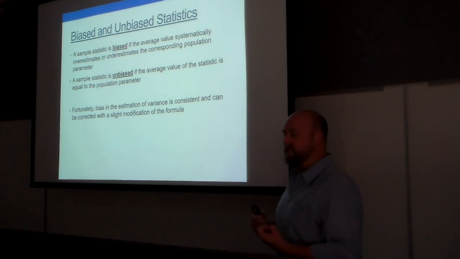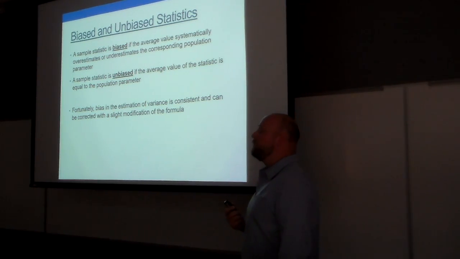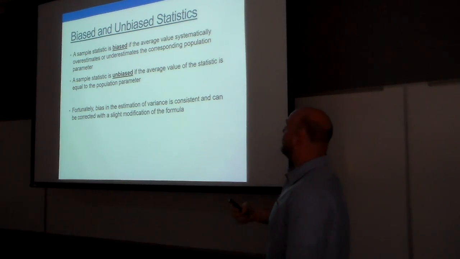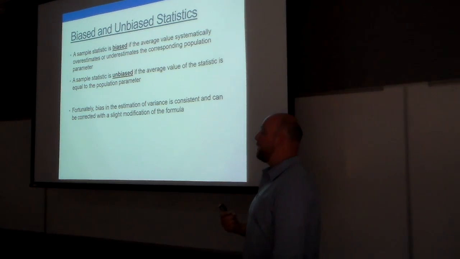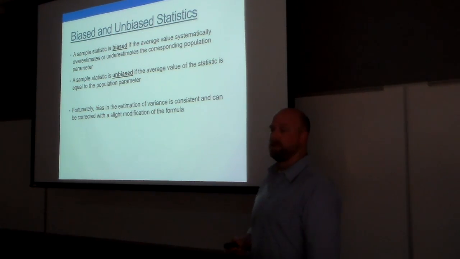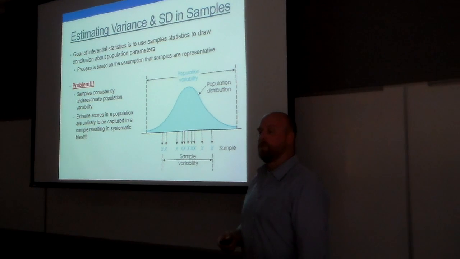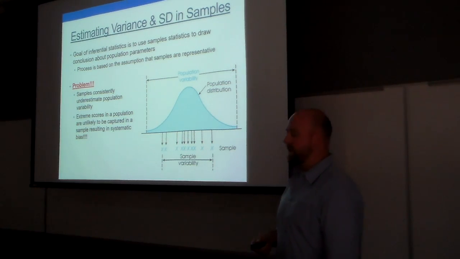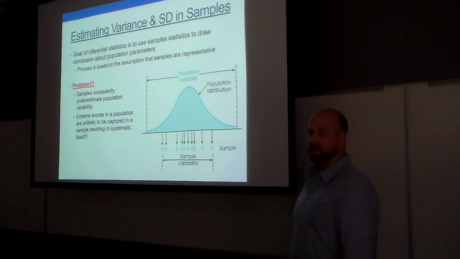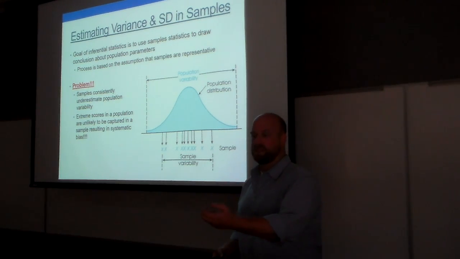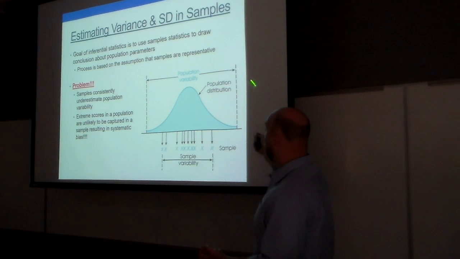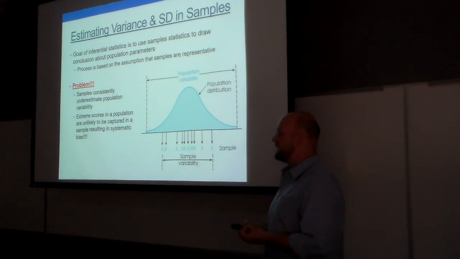So if we're thinking about bias and unbiased statistics, we would say that a sample statistic is biased if the average value systematically overestimates or underestimates the corresponding population parameter. This gives us a biased statistic. A sample statistic is unbiased if the average value of the statistic is equal to the population parameter. So if we go through with samples of 100 and we collect 100,000 samples, and take the average variance that we get from those 100,000 samples, it's still going to be systematically lower than the actual variance in the population. So we have a biased statistic.